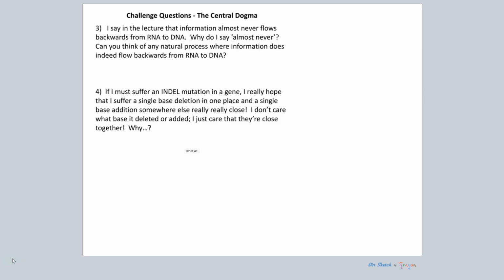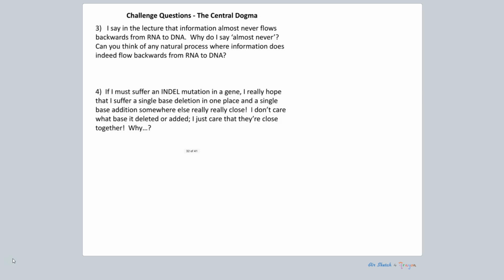And finally, for number 4, if I must suffer an indel mutation in a gene, specifically an insertion of a base, I really hope that I have an insertion in one place and a deletion somewhere else, or the other way around, a deletion in one place and an insertion somewhere else, really, really close. I don't care so much which base is deleted or which base is added. I more care that they're close together.